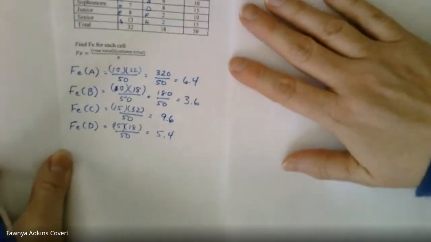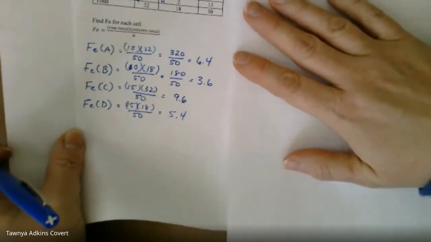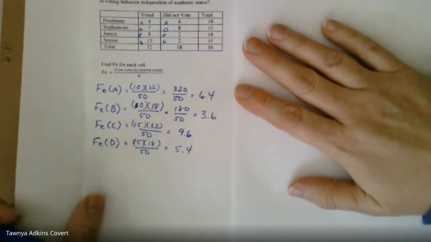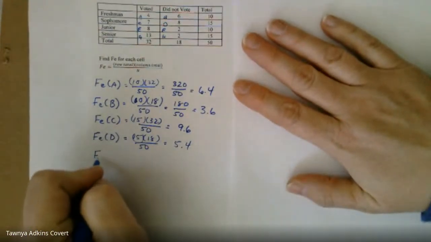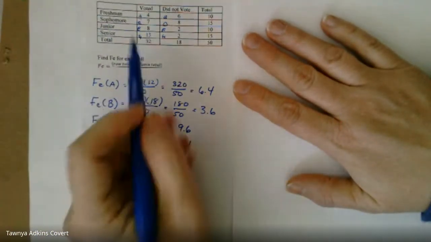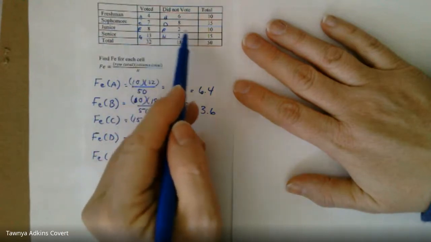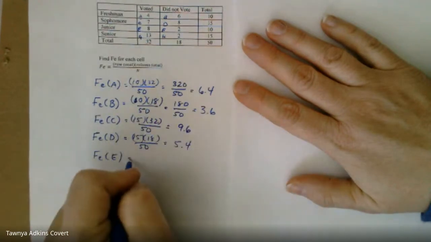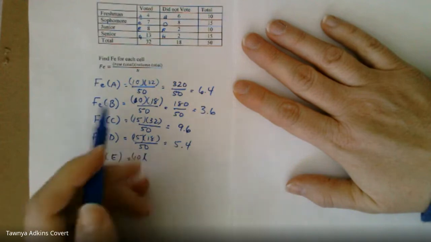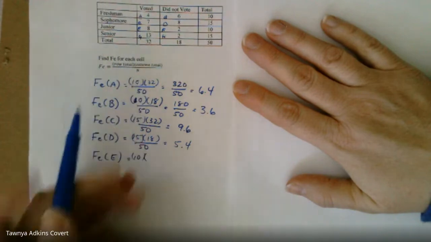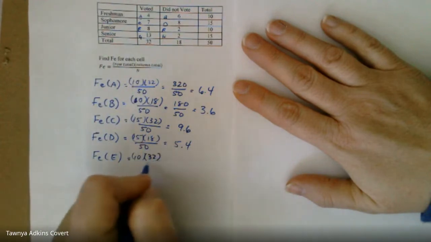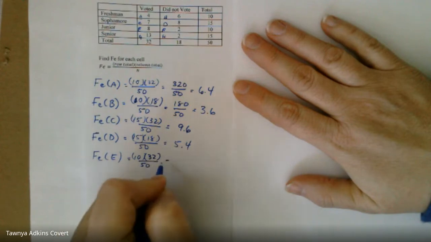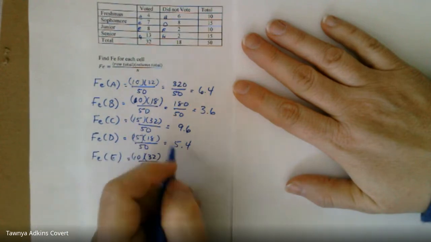Shift my page up a little bit so we have enough space for all of our calculations. Let's see if I can do that and still have you see where these numbers are coming from. So E, this is cell E. The row total here is 10. The column total for E is 32, divided by 50. All of them are divided by 50. That's the total N for everything.